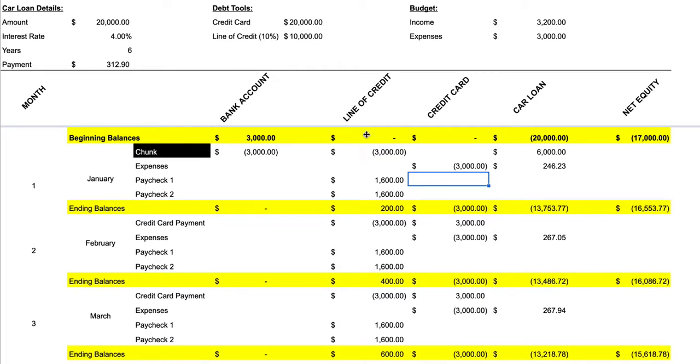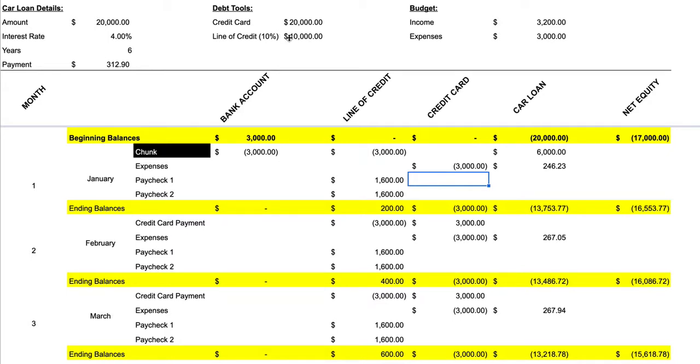And so let's continue so we can understand better how this is going to work. Take that negative 3,000 from your bank account, negative 3,000 from line of credit, put it towards the car loan. Keep in mind that your line of credit, you see how this negative 3,000 would be about 30% of this $10,000. Well, it is 30% of the $10,000.